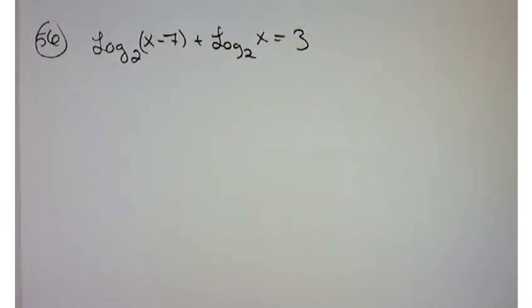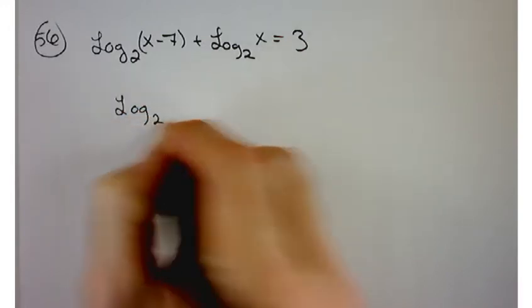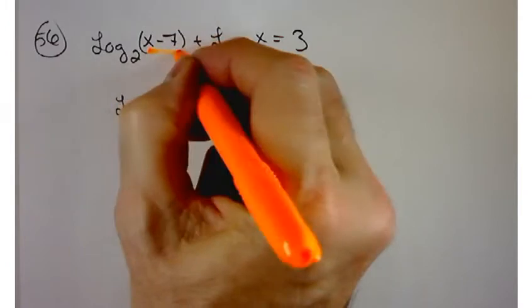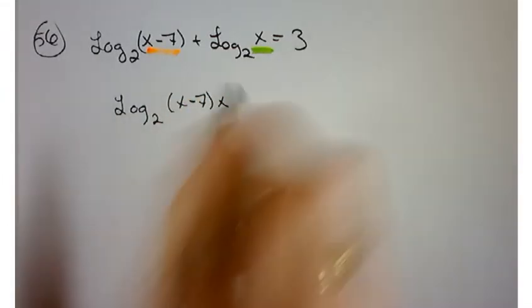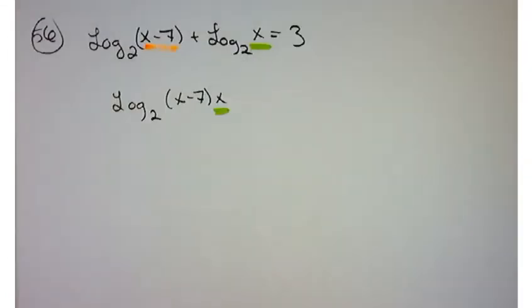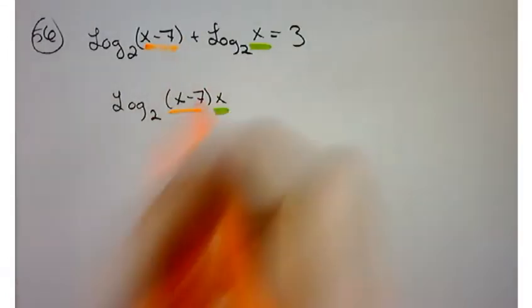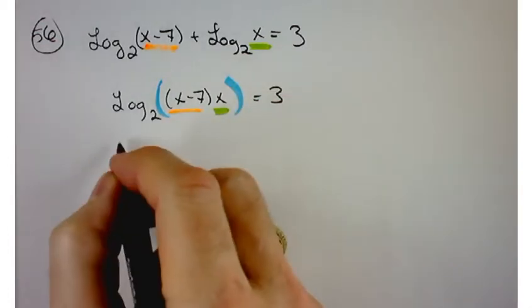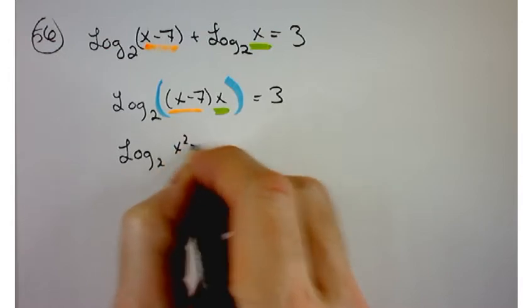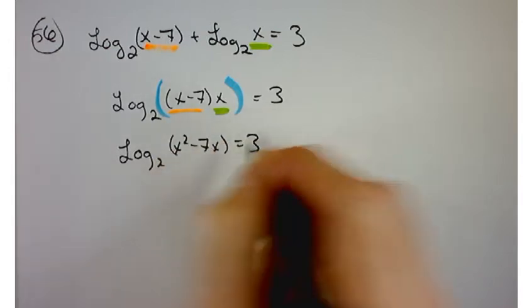Okay, so like the last problem, we're going to bring these two together and then use method, what is it, 2? Method 2, thank you. So it's going to be log base 2. I'm going to have two things that multiply each other. This and this. So log base 2 of x minus 7 times x. So here's the x, and here's the x minus 7. I'm taking the log of that whole thing. So if you want, you can put extra parentheses around there. I still have the 3 on the right-hand side. So this is log base 2 of x squared minus 7x equals 3.